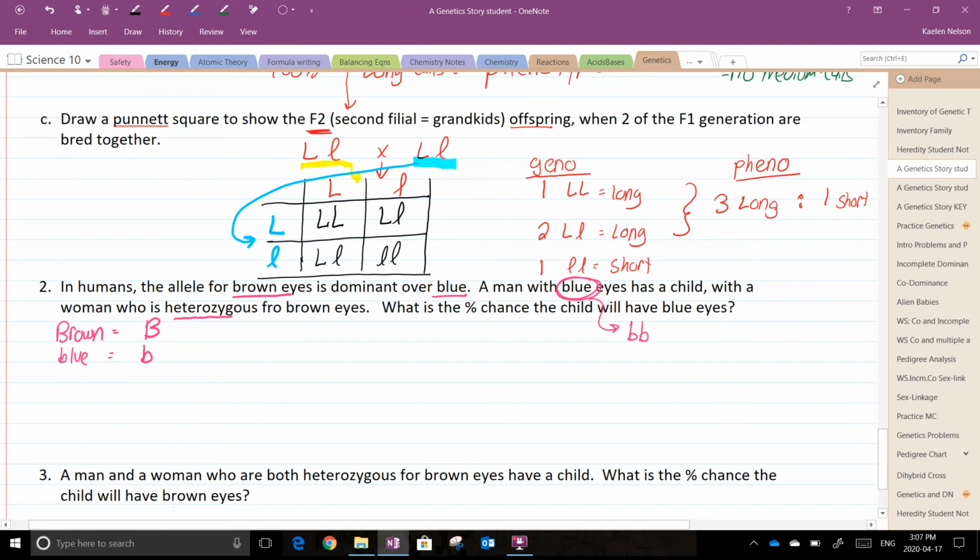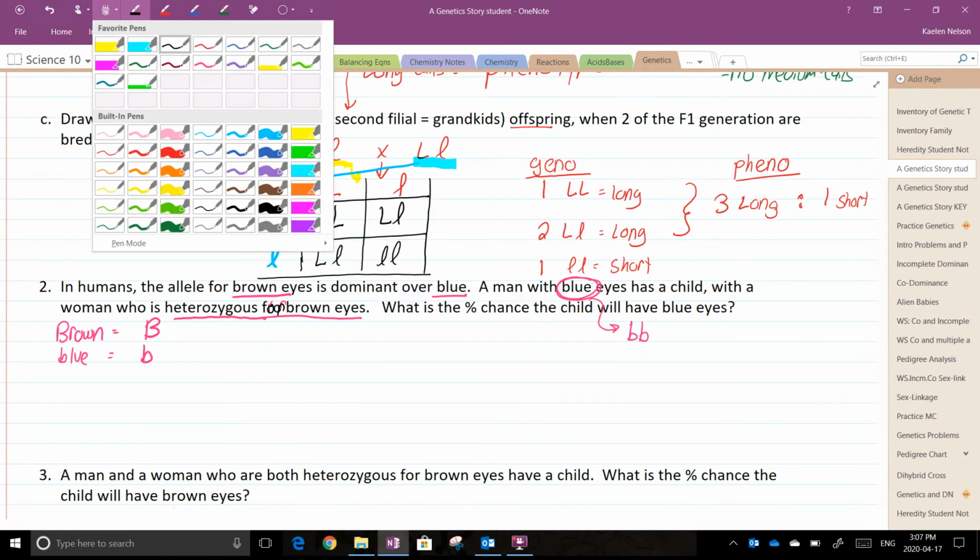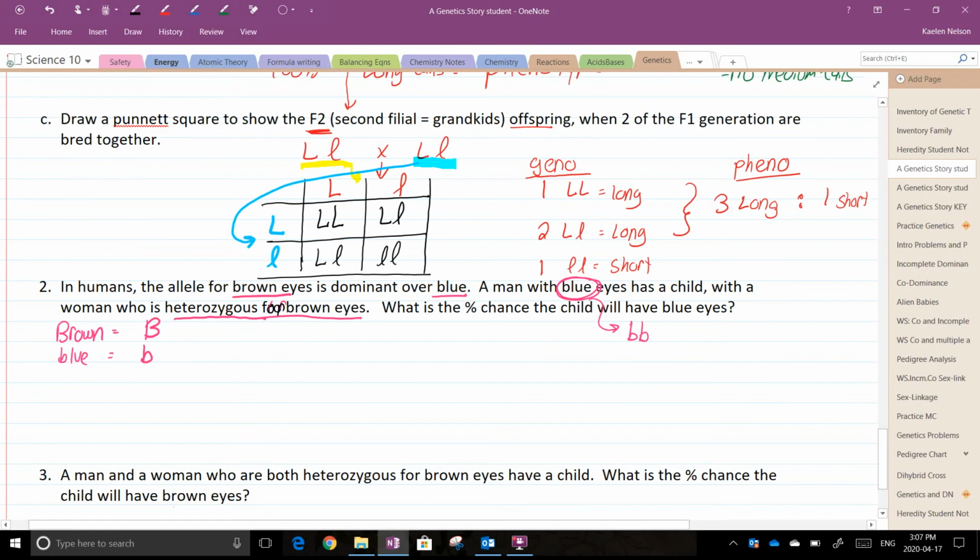And a woman who is heterozygous for brown eyes, typing error there, I should say, for brown eyes. If she is heterozygous, she will have 1 of each, so big B, little b. And the question would like to know the percent chance of a child with blue eyes. Okay, so to solve this, we're going to do our Punnett square. So one parent times the other parent.